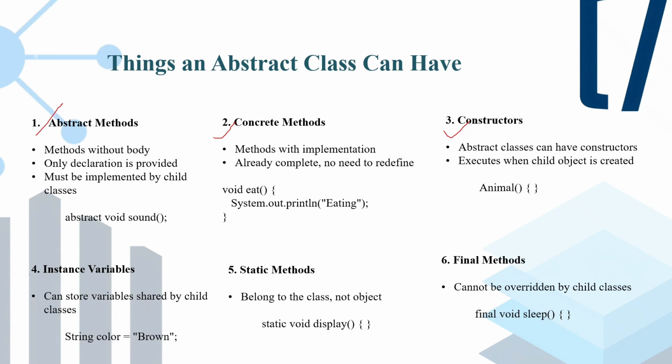And the fourth one is instance variables. Instance variables can store the variables which are shared by the child classes. The fifth one is static methods. Static methods belong to the class, not to objects. And the sixth one is final methods. Final methods cannot be overridden by child classes. These are the things that an abstract class can have.